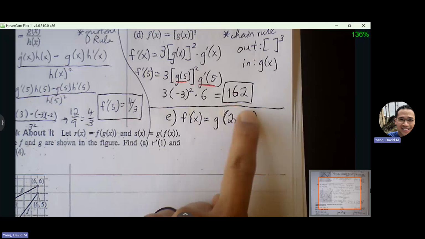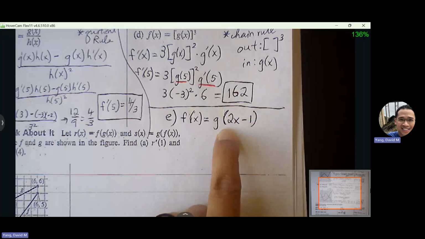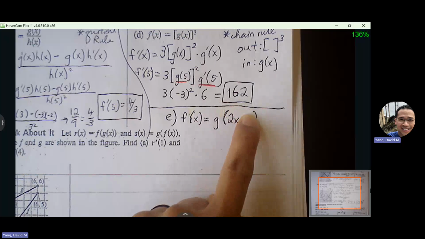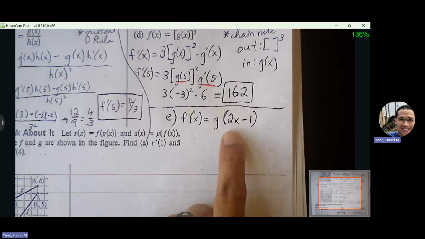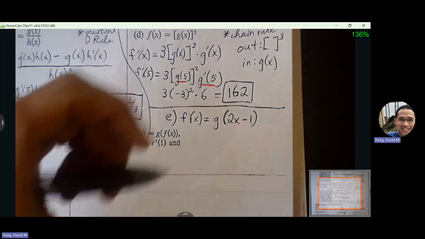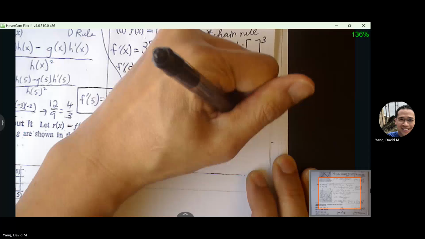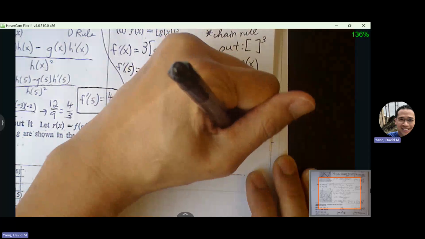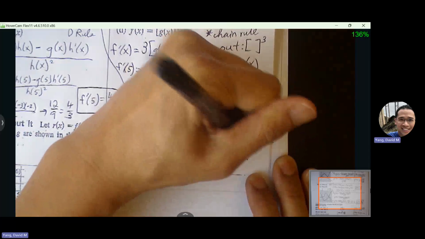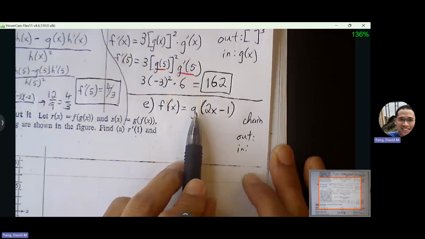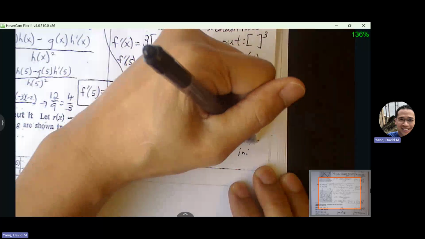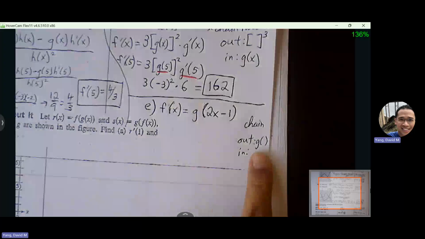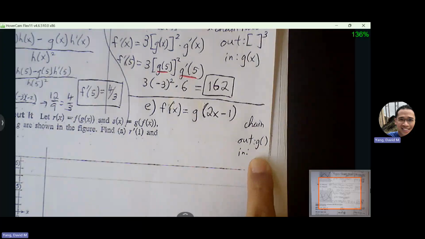If I want to find this derivative, notice that there is a mixture of function notation and expression. This is also chain rule. Okay, so can we identify the outside and inside for this one? What's the outside? It's just the G parentheses, right? That's the outside. What's the inside?